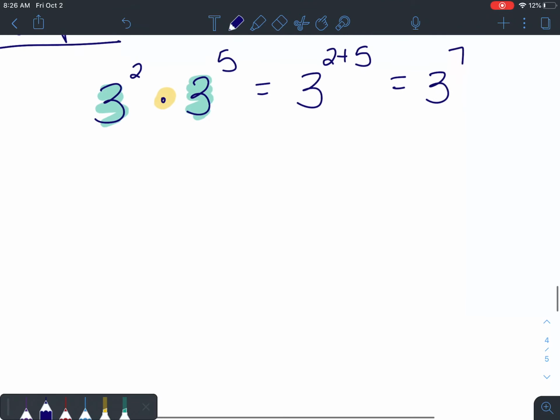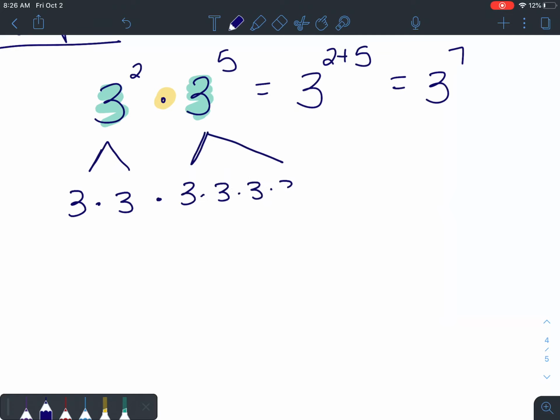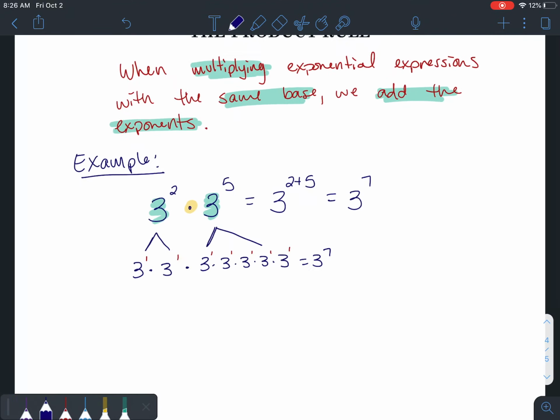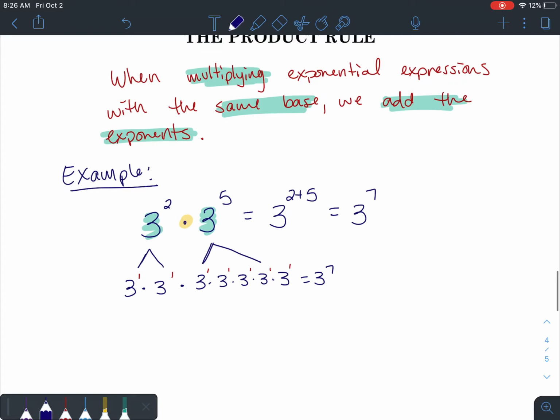Yesterday we did this the long way. We expanded 3 squared as 3 times 3. We expanded 3 to the 5th as 3 times 3 times 3 times 3 times 3. And then we counted the number of 3's that are being multiplied, which is 7. That's the long way. You no longer need to do that. You can apply the product rule. However, if you forget the rule, when in doubt, just expand it out.